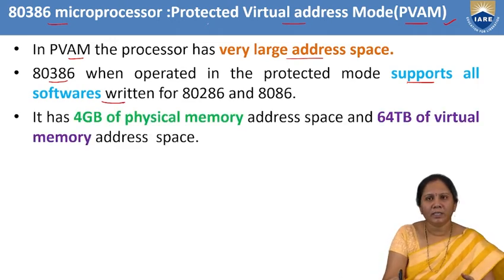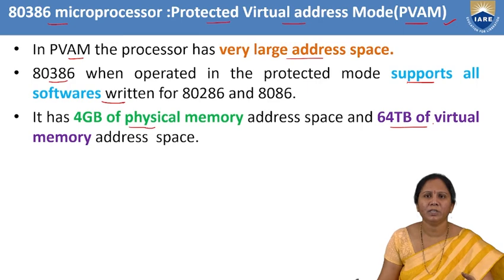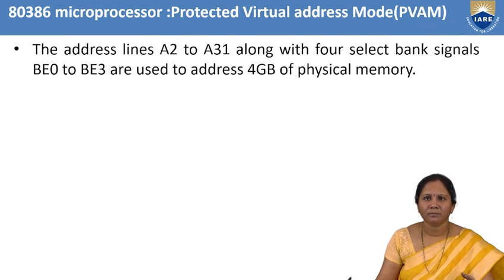When this 80386 is operating in the protected virtual address mode, it uses 4 GB of physical memory, and along with that, it uses 64 terabytes of virtual memory address space. Now, when it is operating in this mode, it uses all the 32 address lines that are available in the 80386 microprocessor.